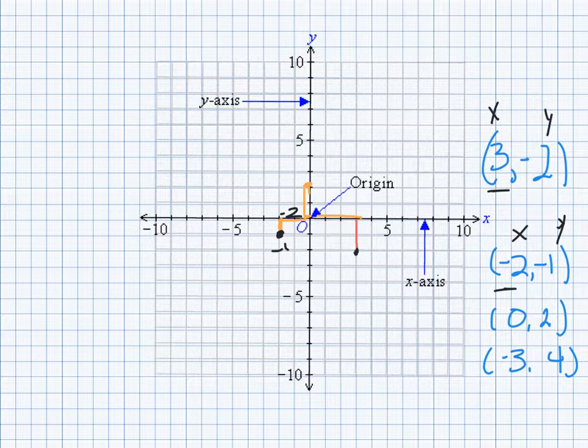And then another example would be -3 and 4. I'm going to get a different color here so we can follow it a little better. And this one is going to be 3 to the left. Okay, that's 3 to the left. And then we're going to go 4 up. 1, 2, 3, 4. And our point is going to be right there. So that gives you an example of how you mark coordinates.